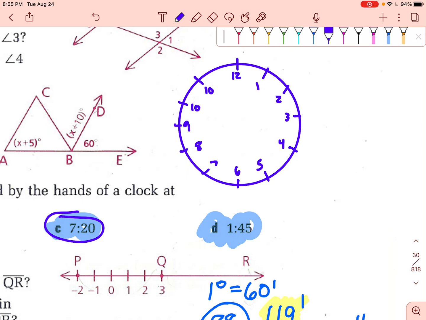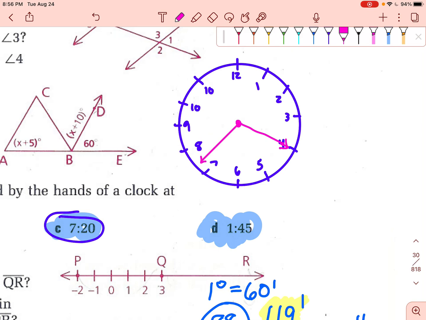And the time is at 7:20. So I always draw my minute hand first at the 20. Okay, so it's exactly on the 20. But the hour hand isn't on the 7. It's not exactly on the 7. It's about 20 minutes up. Okay, it doesn't go halfway up. That would be 30 minutes up. It's about 20 minutes up. So I'm going to draw it right about there.